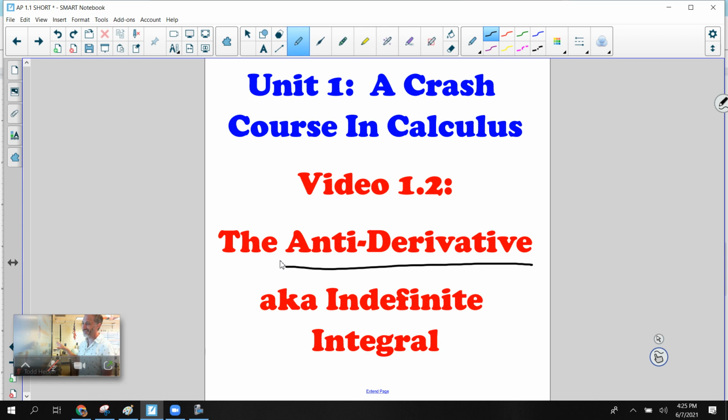So, antiderivative. We get to go backwards, all right? We're going to be given a function that tells us how quickly something is changing. We're going to find out what the original function was, sort of. To do that, we're going to use an antiderivative, sometimes called an indefinite integral. We'll learn more with the emphasis of this word indefinite in just a minute. All right, so here we go.